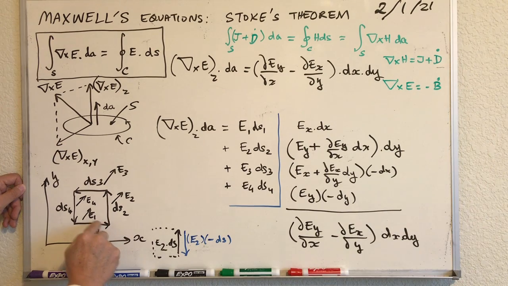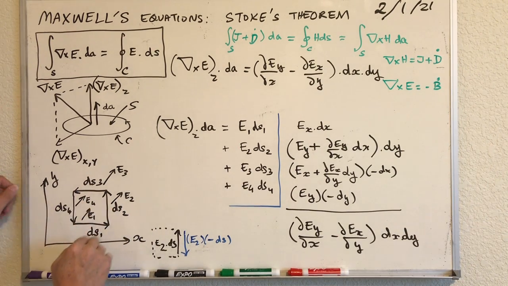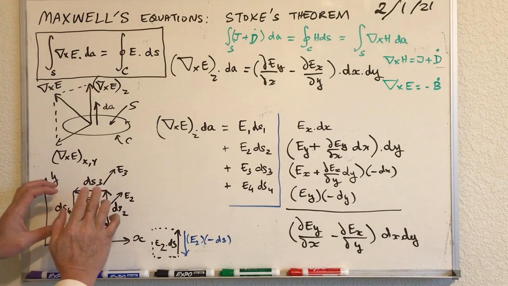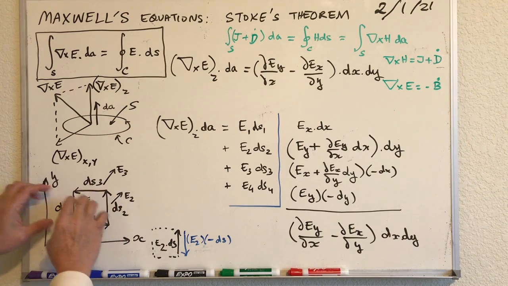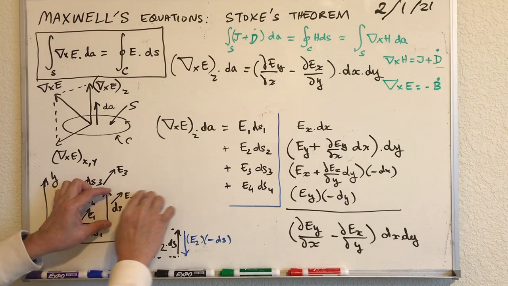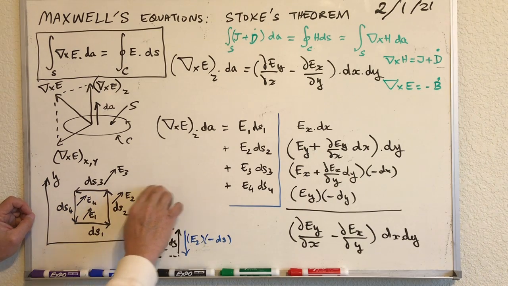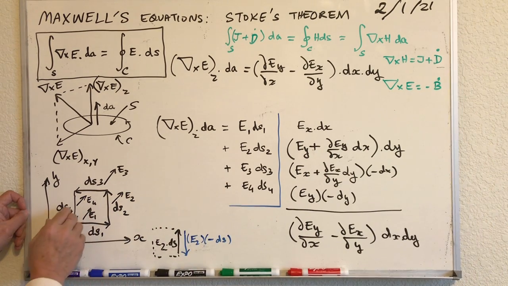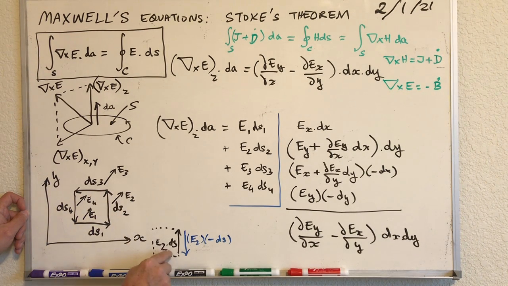This is also a vector. E1 is a vector, and E2 and E3 and E4. Once you visualize it that way, then when you stack all these dA areas side by side, the adjacent ones will always cancel out. For example, in this dA, on this particular side, you have E2 times ds2.